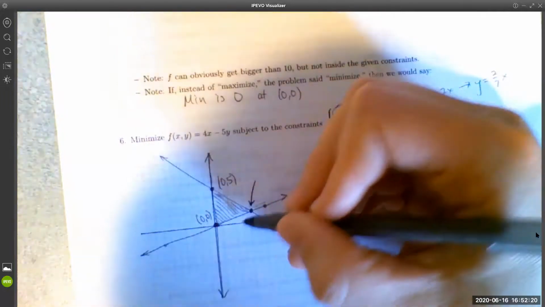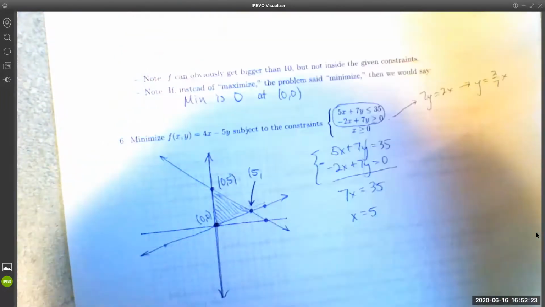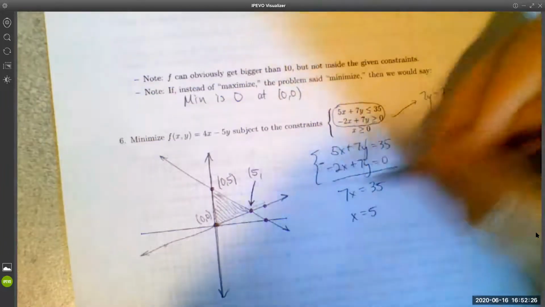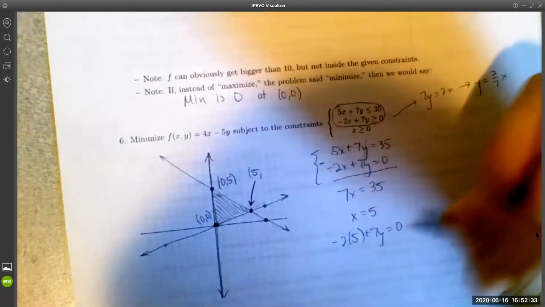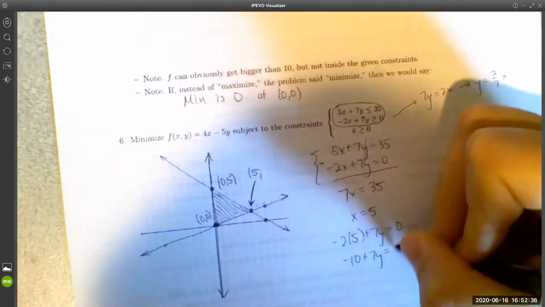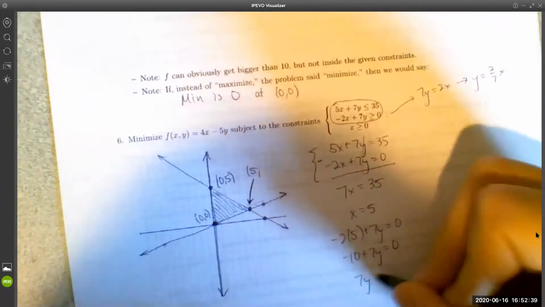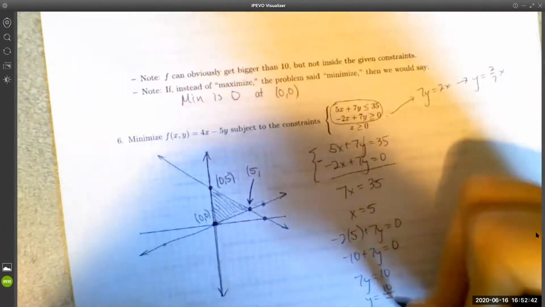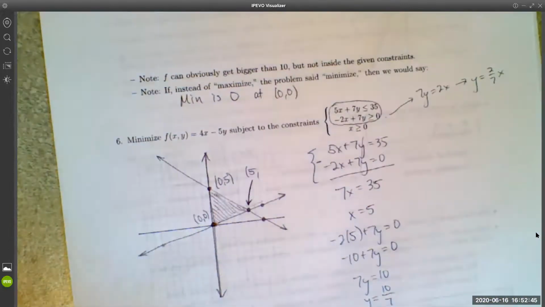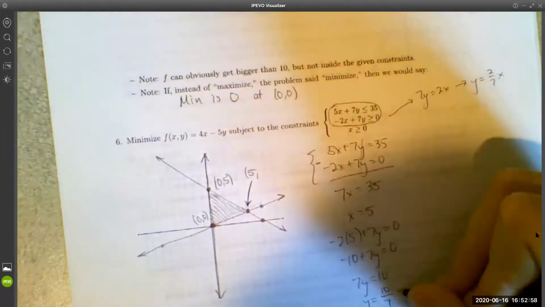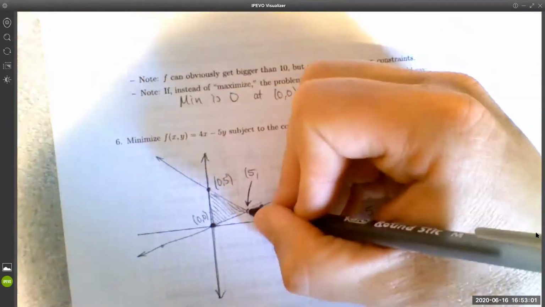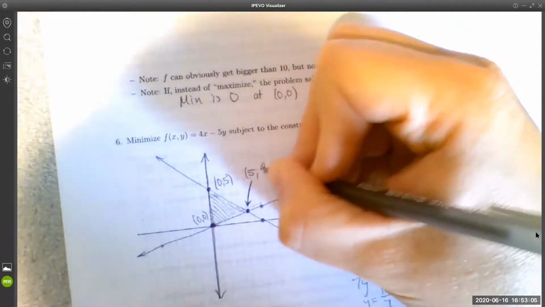So 1, 2, 3, 4, 5. So 5. And then what does y equal? Well, I'll plug that back in, maybe to this top one. So I'll say negative 2 times 5 plus 7y equals 0. Negative 10 plus 7y equals 0. So 7y equals 10. y equals 10 over 7. That's not very nice, right? 10 sevenths, let's see, is about 1.4, so it's about 1.4. That looks about right, the way that I graphed it. But anyway, 10 sevenths.